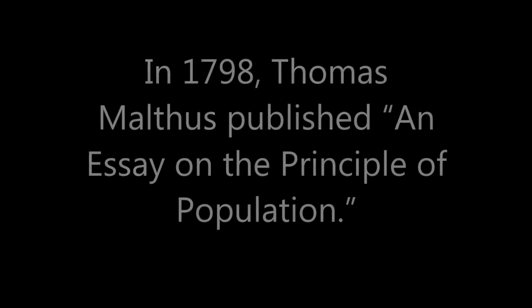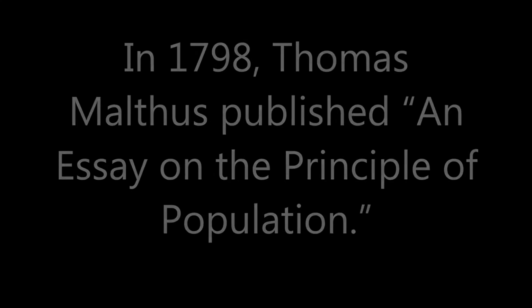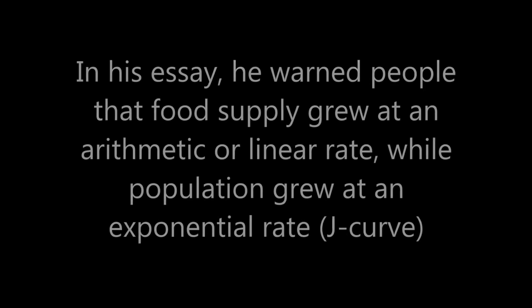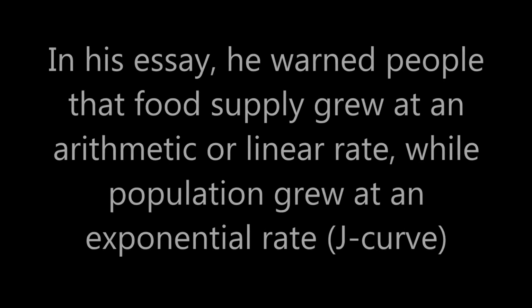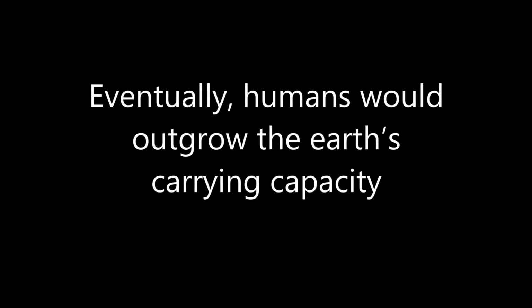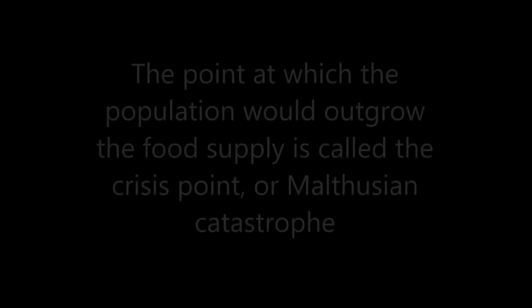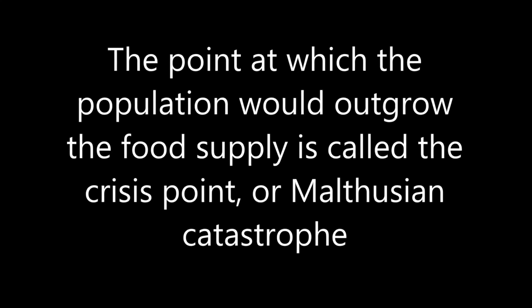Thomas Malthus. In 1798, Thomas Malthus published an essay on the principle of population. In his essay, he warned people that food supply grew at an arithmetic or linear rate, while population grew at an exponential rate or J-curve. Eventually, humans would outgrow the Earth's carrying capacity. The point at which the population would outgrow the food supply is called a crisis point or Malthusian catastrophe.